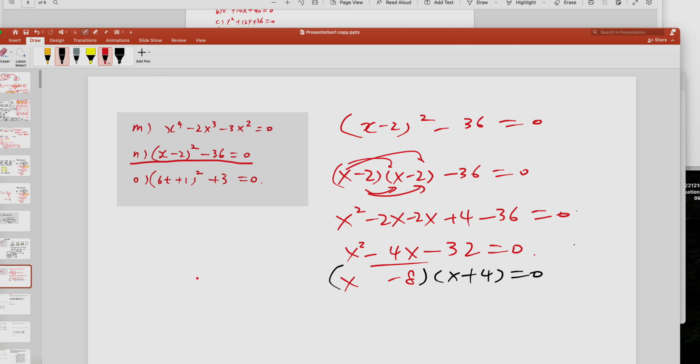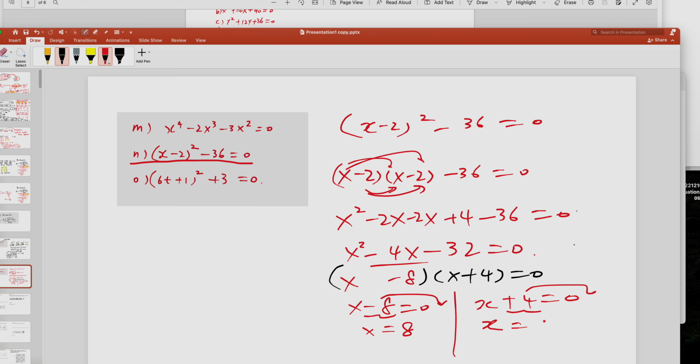Okay. So how many brackets you have? 2. So first bracket equals to 0. Second bracket equals to 0. Right? So this one will give you x equal to 8 because you move over, right? So this one, move over, becomes negative 4. Are you clear? Yeah. Okay? That's how you solve.